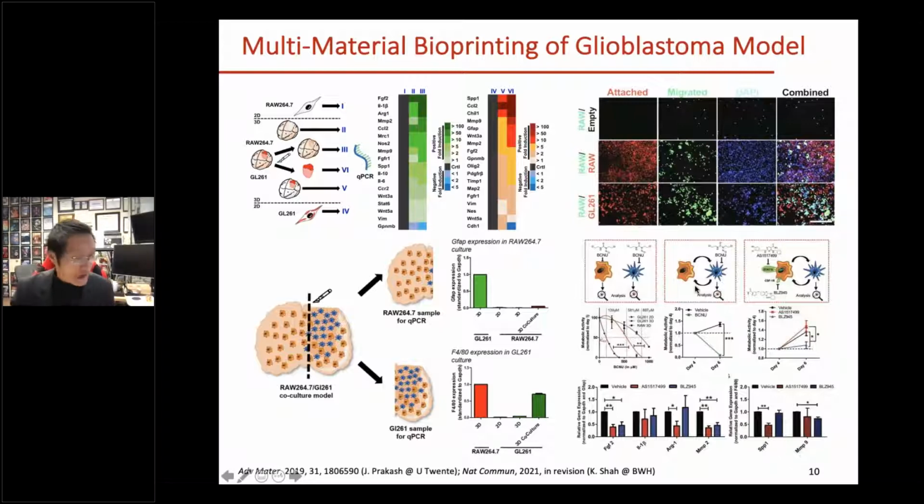So that's one of the applications, and we have also been working on some other iterations where we are now able to use similar models to screen, for example, stem cell therapies on brain tumor cells as well. That's coming up hopefully soon in another publication.